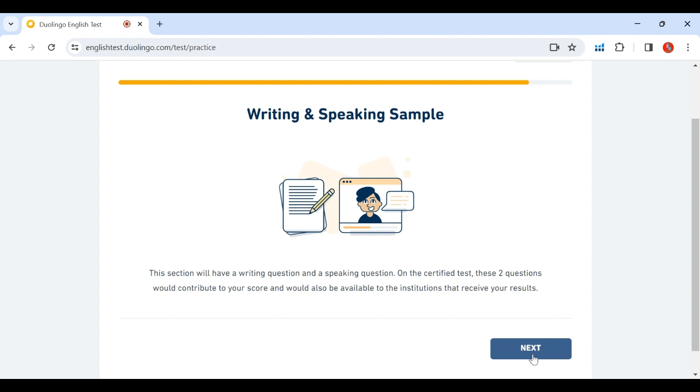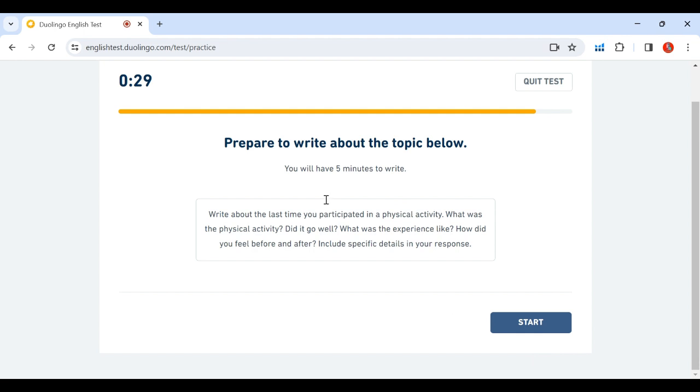The section will have a writing question and a speaking question. Okay. You have 5 minutes to write about the last time you participated in physical activity. What was the physical activity? Did you go well? What was the experience like? How did you feel before and after? Include specific details in your response.